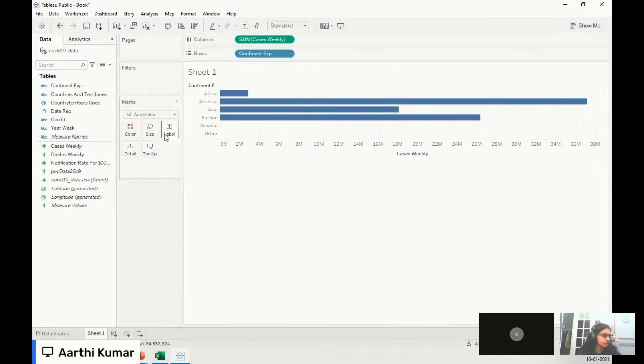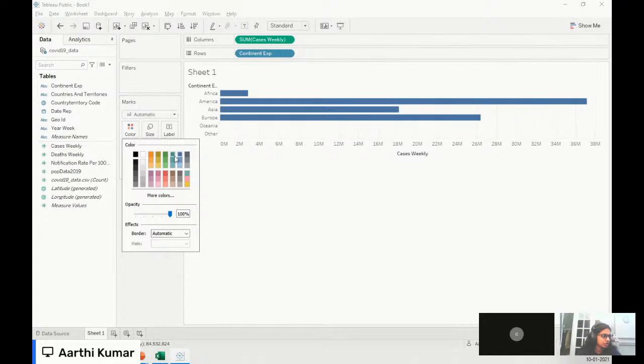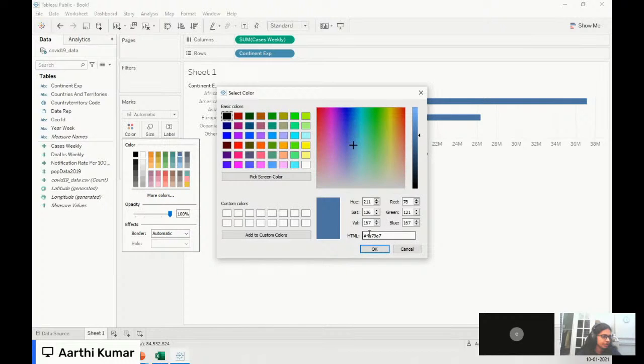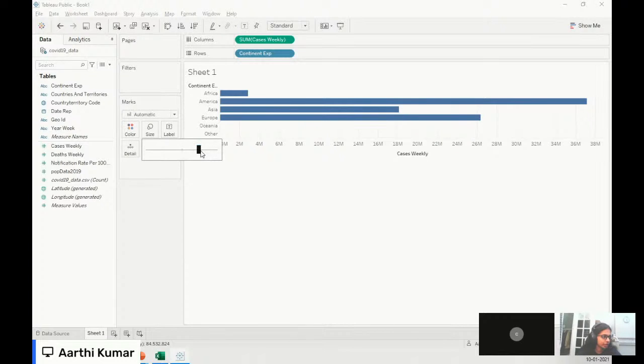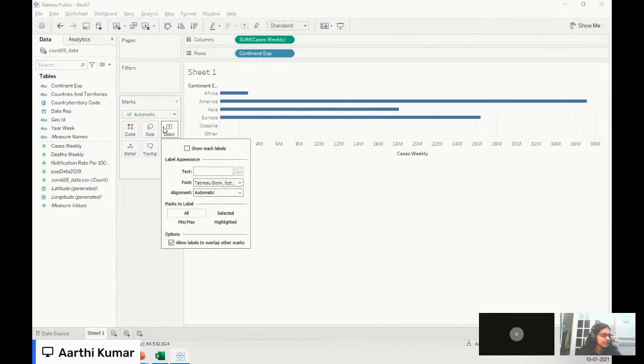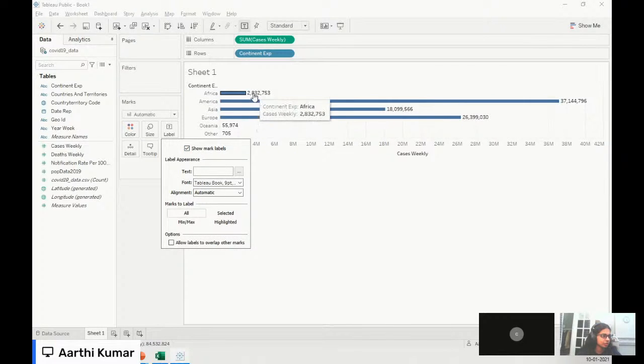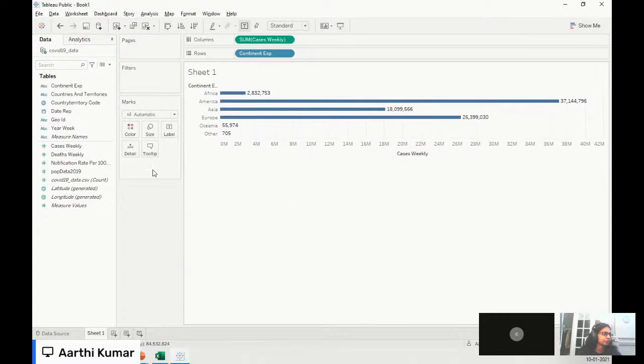Over here, what you see is basic formatting. So you can click on this and choose the color you want, and you can also add more colors as per your need. And this denotes the size of the bar. So these are all basic formatting in Tableau. And then label is the data label. So when you select this, you will see the number displayed.